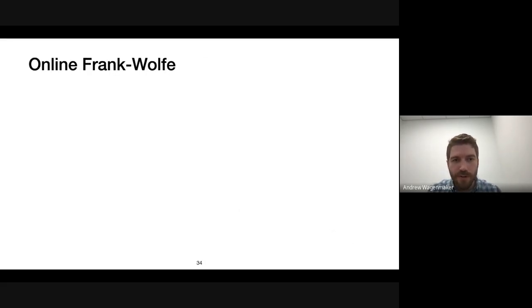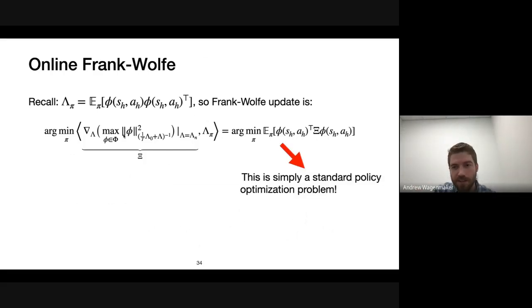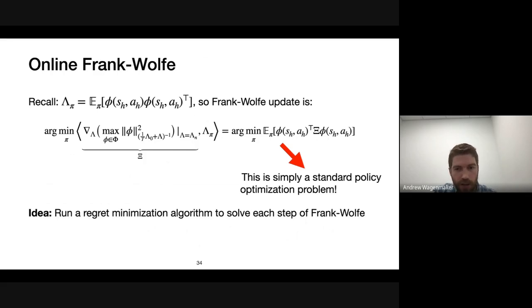The key observation, though, is that you can rewrite this optimization problem into this form: min over pi of the expectation of phi of sh, ah, so essentially the expected feature vectors policy pi encounters, inner product with some matrix chi, which is just this gradient matrix. And the point here is that this is actually just a policy optimization problem, so we can apply standard regret minimization algorithms to solve it.